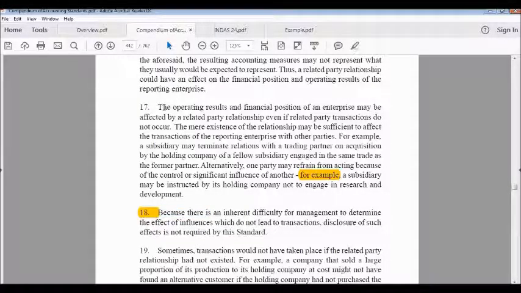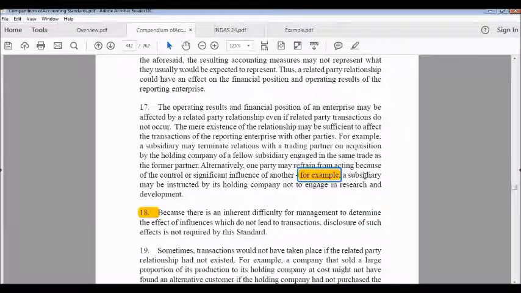So it says the operating result and the financial position of an entity may be affected by the related party relationship even if the related party transaction does not occur. The mere existence of the relationship may be sufficient to affect the transaction of a related enterprise with the other parties. So here's an example of how, even if there is no related party transaction, the operating result or financial position of an entity may be affected.